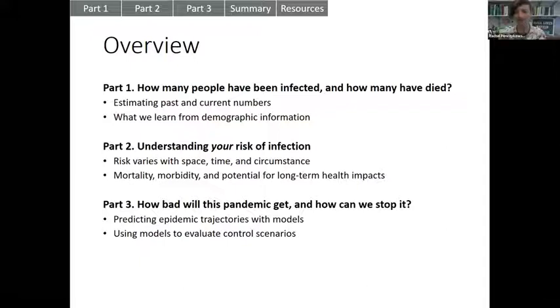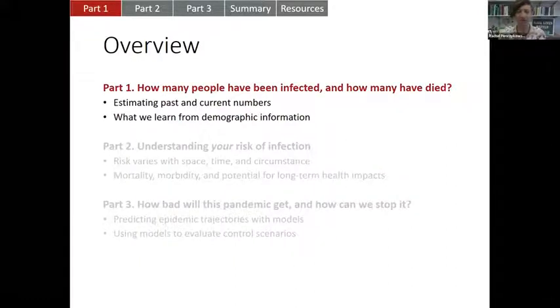So these are the big topics. Of course, we don't have time to go too far in depth into any one of these, but these are the main themes that I want us to touch on today. So let's start with part 1. How many people have been infected? How many have died?